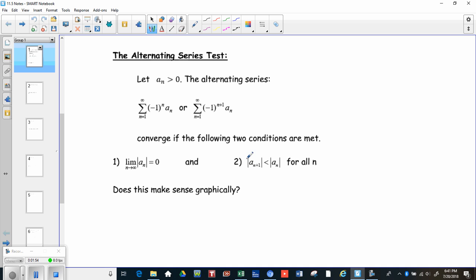The second condition is that this a sub n, ignoring the negative 1 to the n stuff, that's why it's in absolute values, must be decreasing. In other words, the next term has to be less than the previous term for everything. Hopefully that makes some kind of sense. So every next term must be decreasing, and the limit has to approach 0.